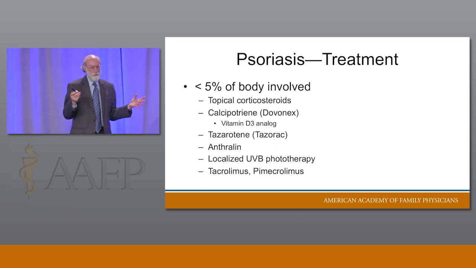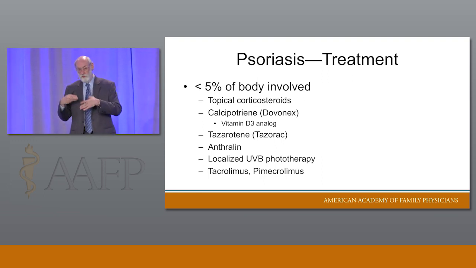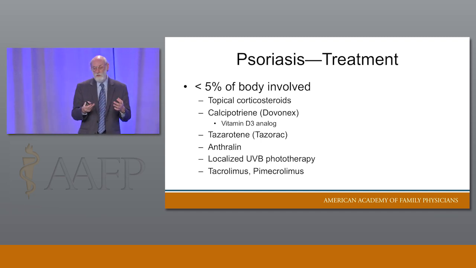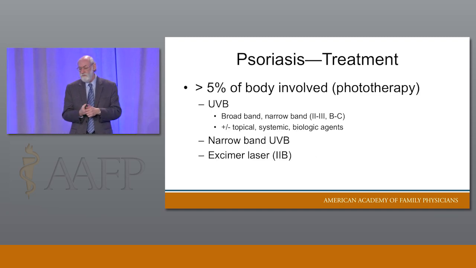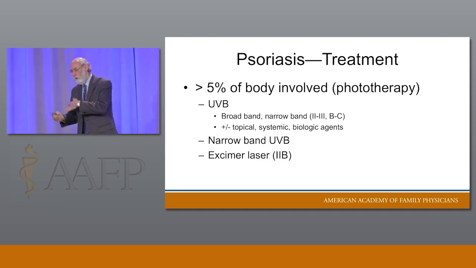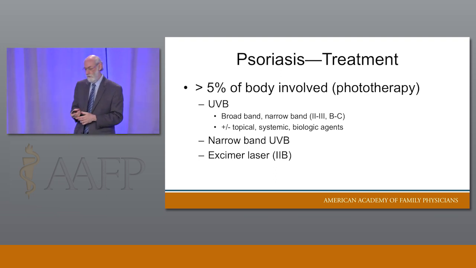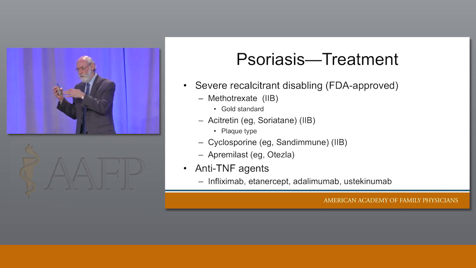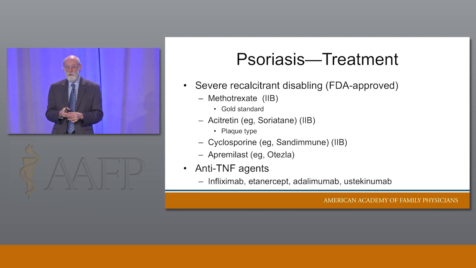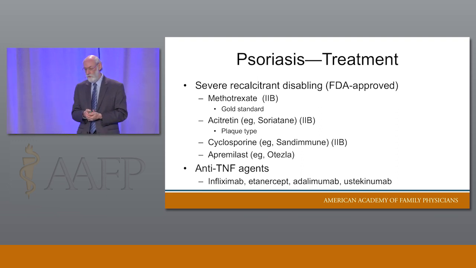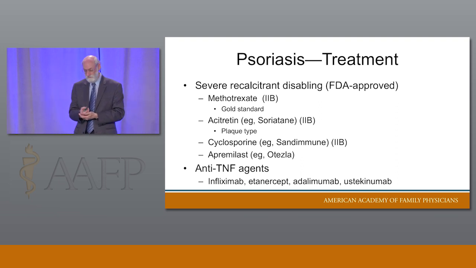How do you treat psoriasis? With less than 5% involvement, topical steroids, calcipotriene, which is a vitamin D analog, tazarotene, anthralins, dyes like tars. We've used those in the past. More than 5%, you're starting to get into the realm of phototherapy, which is more the dermatologist than us. If there is arthritis with it and it's severe, then we're talking about disease-modifying agents similar to what we use for rheumatoid arthritis, methotrexate, the anti-tumor necrosis factor agents.